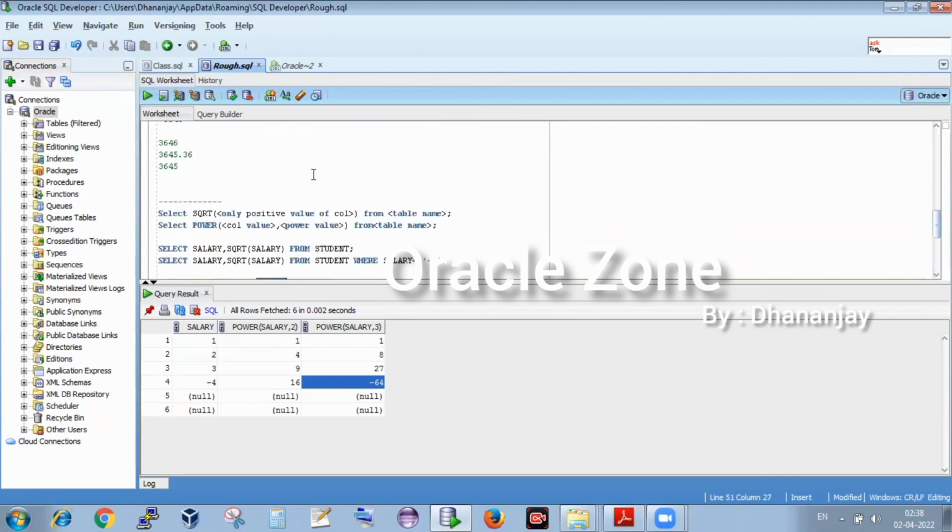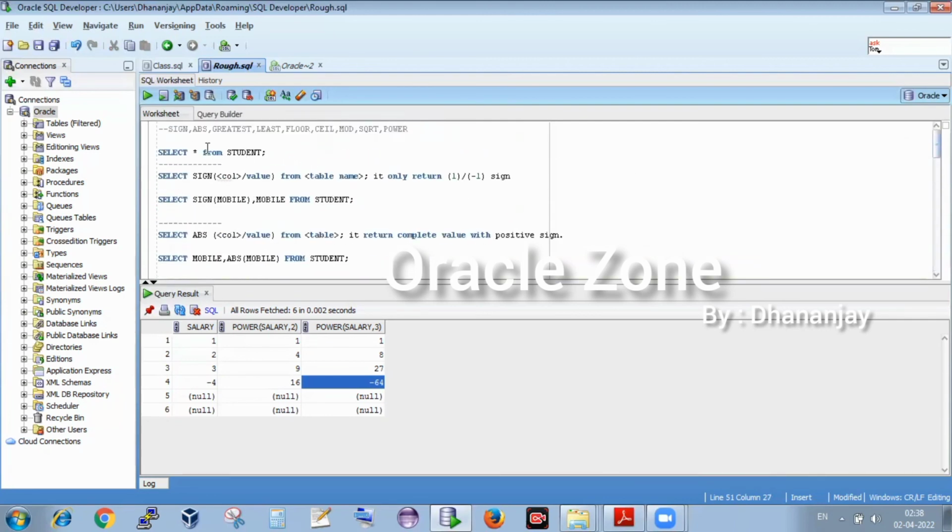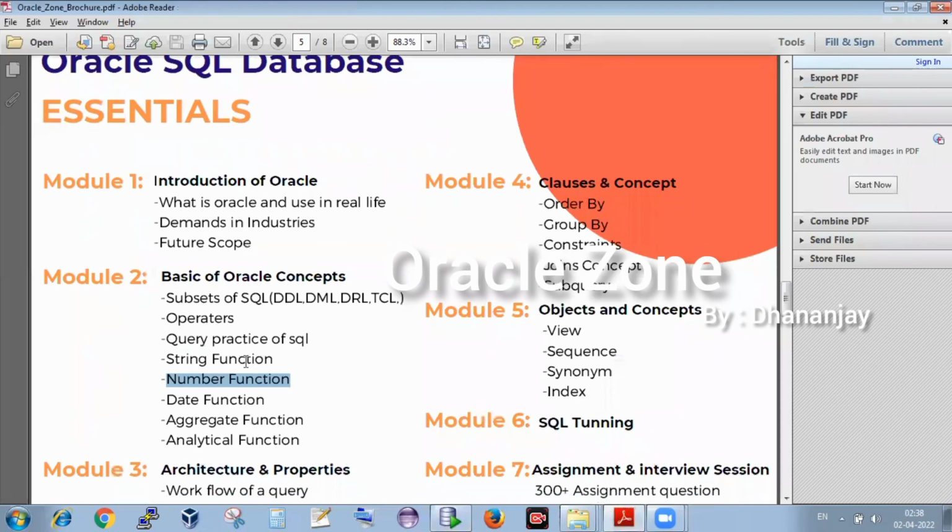Okay, so these all are the number functions, guys. So sign, absolute, greatest, least, floor, mod, square, power. So I think number functions are completed. So in next videos we are going to discuss the date functions, then we'll continue further.